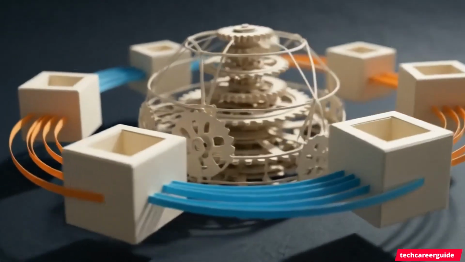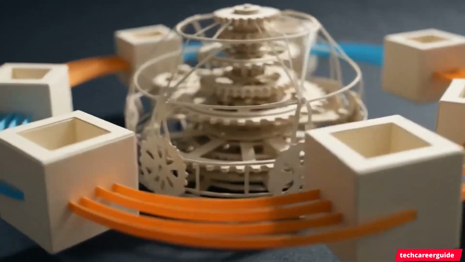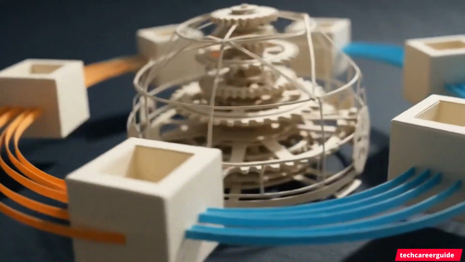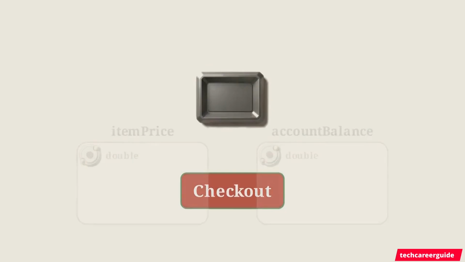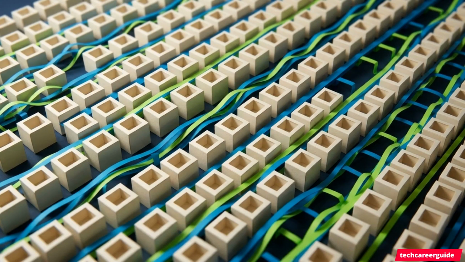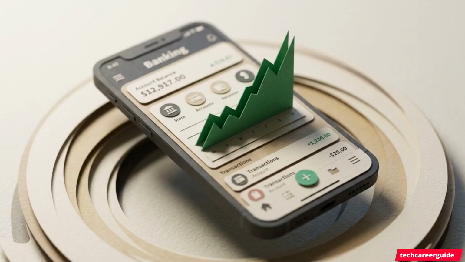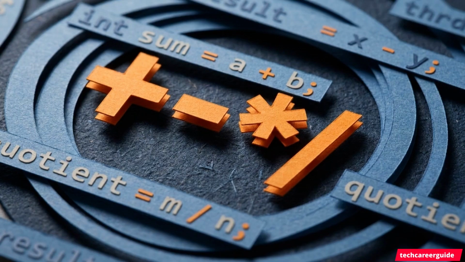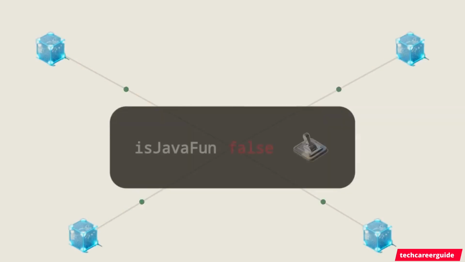To do anything useful, these storage boxes have to interact with one another and change as the program runs. Take a typical online checkout. When you buy an item, the app looks at the decimal value in the price container and subtracts it from your account balance container. The system reads the data, does the math, and updates the balance box with the new result. This exact exchange of information is happening millions of times a second inside mobile games, in banking apps, and search engines.